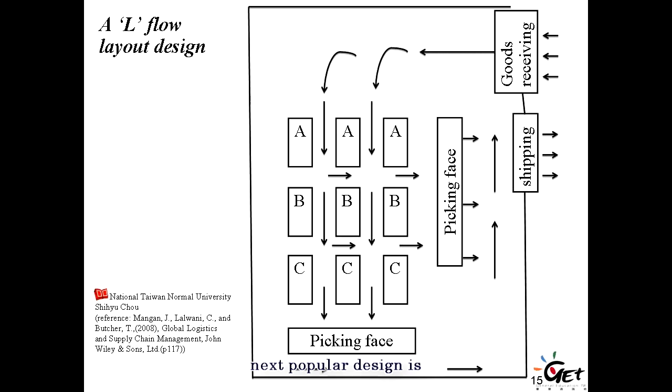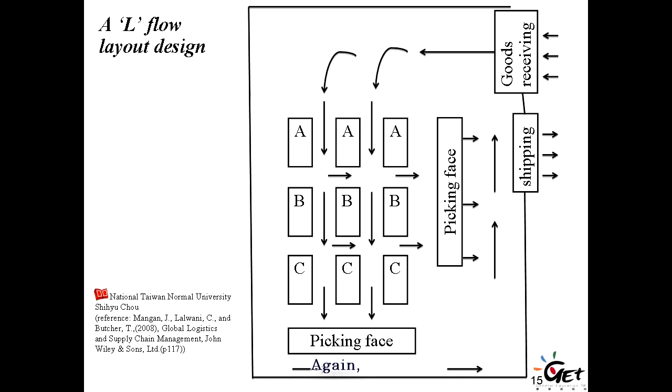Next popular design is L-flow layout design. In this design we use a conveyor from here and then up to here. So this looks like an L. So we call this design an L-flow layout design. Very similar to the previous design, except we have only 2 sides from here, the picking face, right? This lower part, and the right side. Okay, and then we have people standing behind the picking face, and then just pick items from the storage locations.